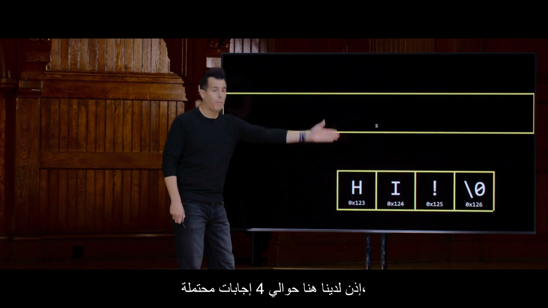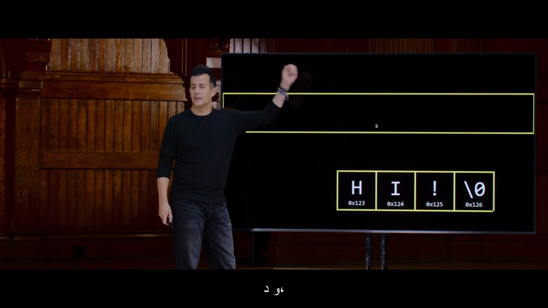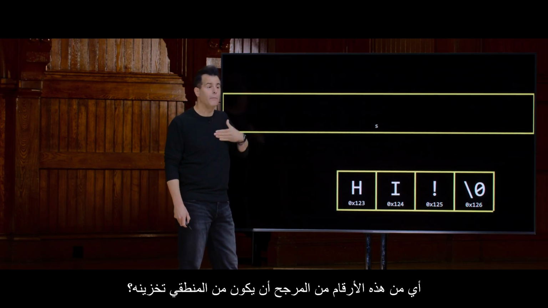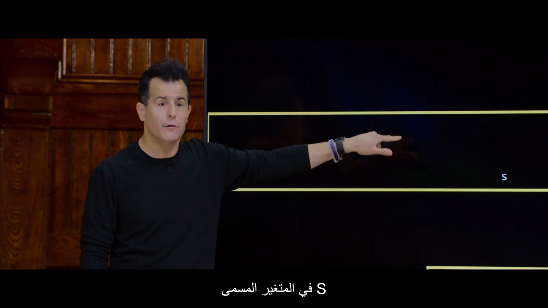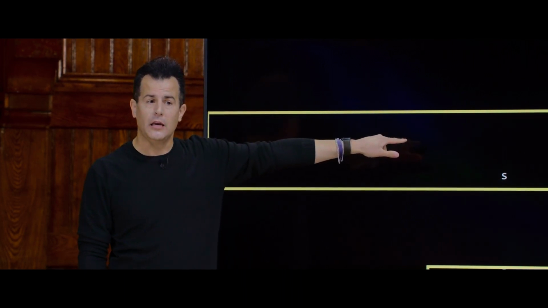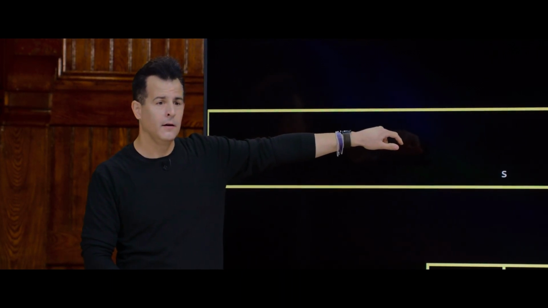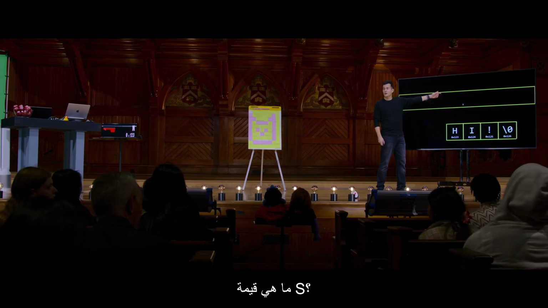So we've got sort of 4 possible answers here. A, B, C, and D, multiple choice. Which of those numbers probably makes sense to store in the variable called s in order to get to this string? What is s's value?